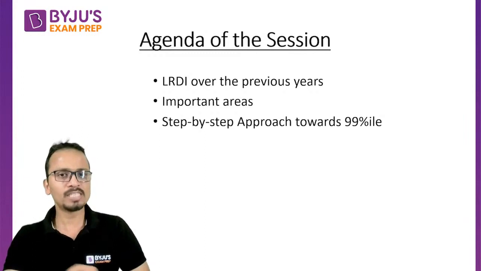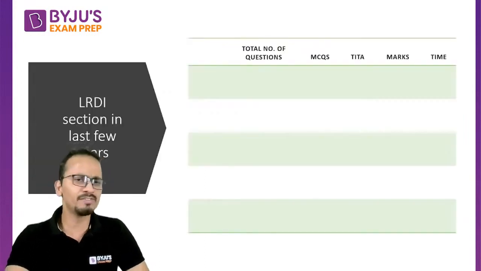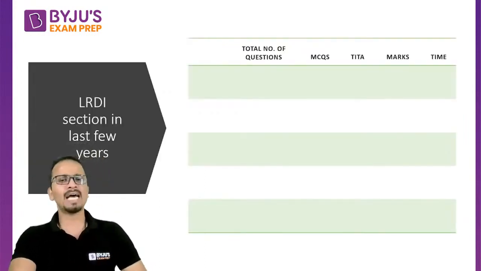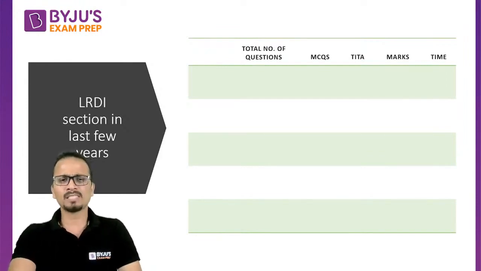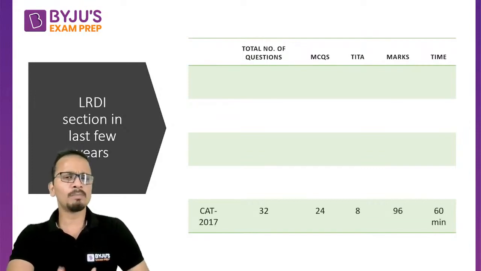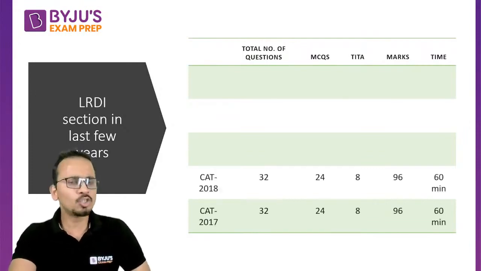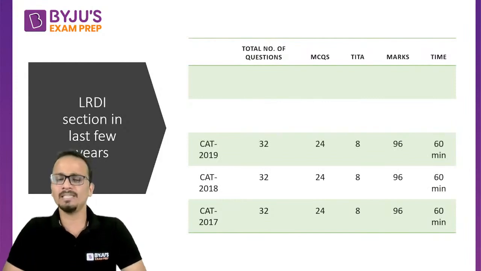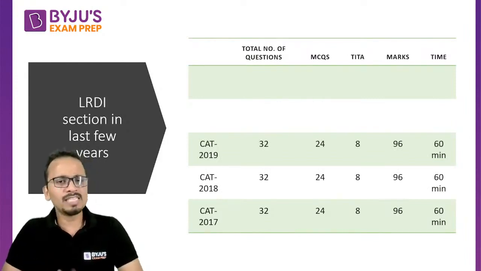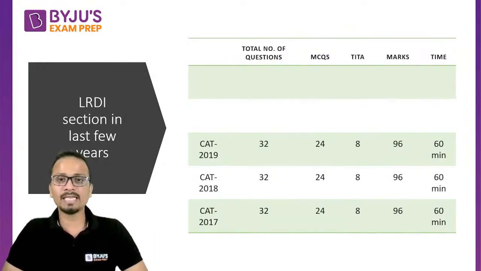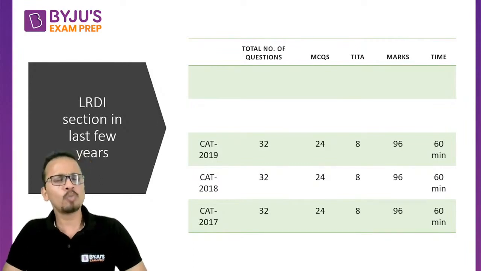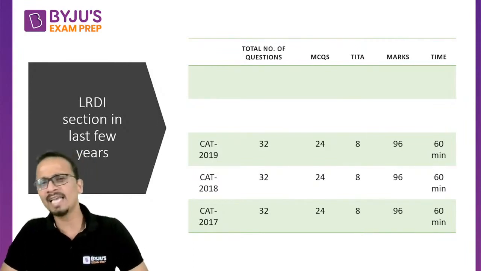All right. So let's understand how LRDI has behaved over the past few years. Now I'll be taking the data for the last 5 years, starting from probably 2017. If I talk about CAT 2017, CAT 2018, and CAT 2019, the pattern of these three CATs was exactly the same. Talking about the LRDI section, there were 32 questions, out of which 24 were MCQs and 8 were TITA.